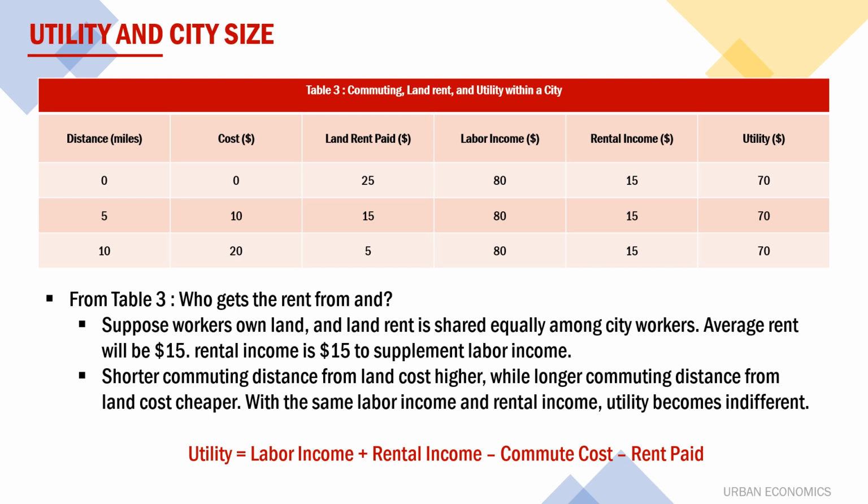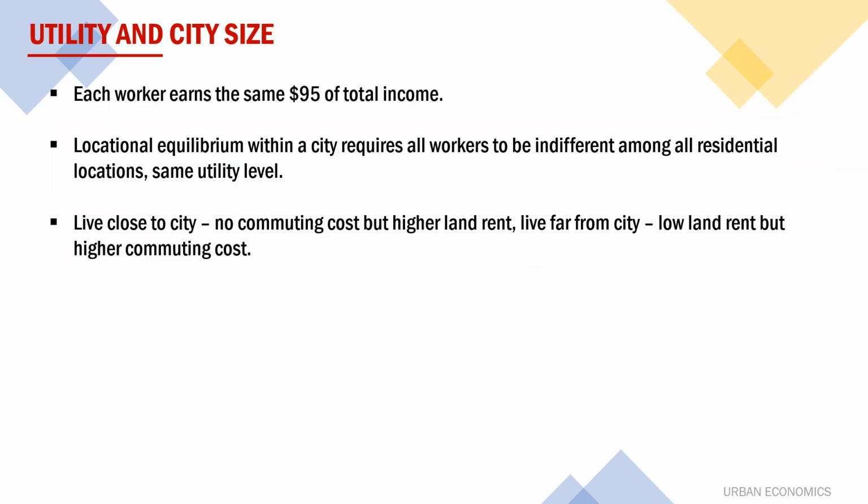The last column shows the utility for workers at different locations in the city. We can define the utility as the labor income plus the rental income, minus the commuting costs and also the rent paid. So from the table, we can say that each worker earned the same $95 of total income, the labor plus the rental income. So for this locational equilibrium, the differences in commuting costs are exactly offset by the differences in the land rent paid. So workers living at different locations will reach the same utility level of $70.